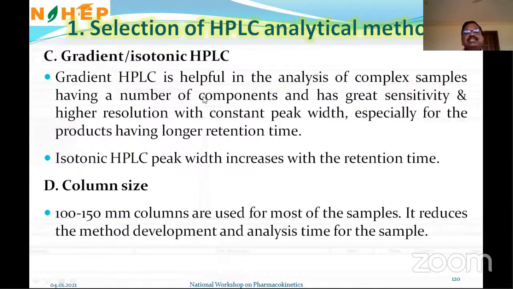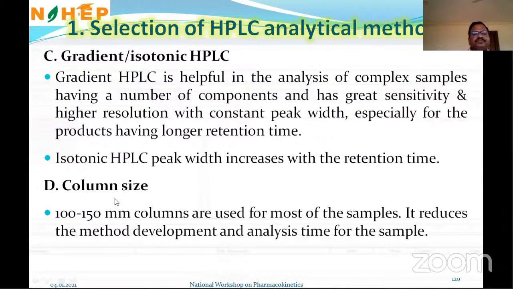Coming to gradient or isocratic HPLC. Gradient HPLC is helpful in the analysis of complex samples having a number of components and has great sensitivity and higher resolution with constant peak width, especially for products having a longer retention time. Whereas in isocratic HPLC, the peak width increases with the retention time. Gradient means the solvent percentage changes with different elution times, whereas isocratic HPLC means the same mobile phase runs throughout the run.